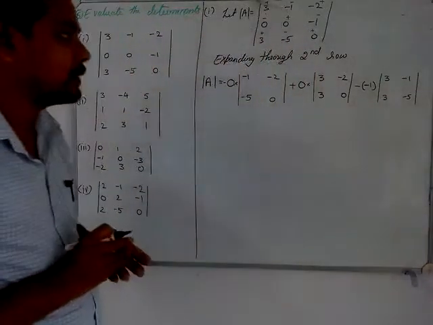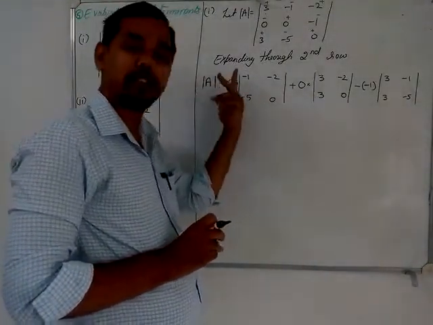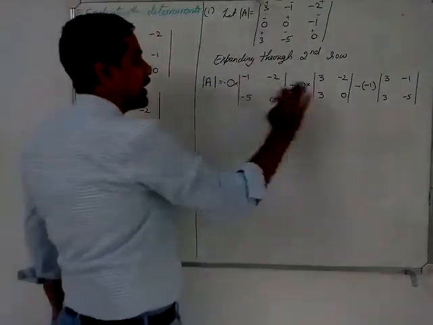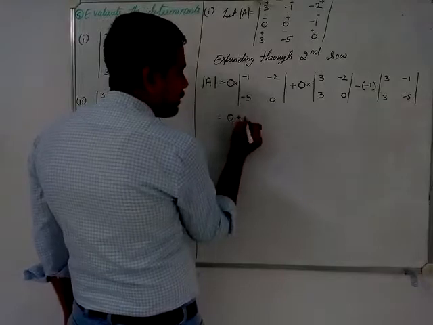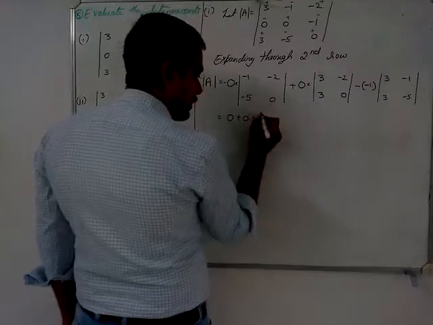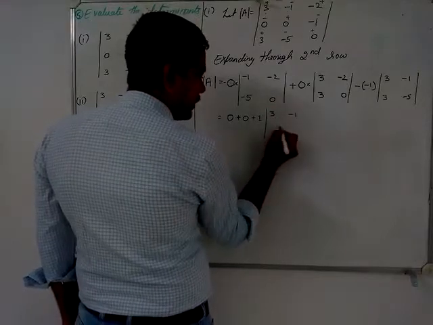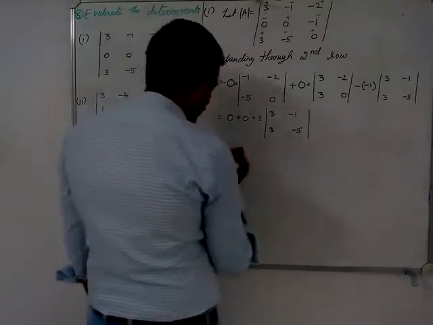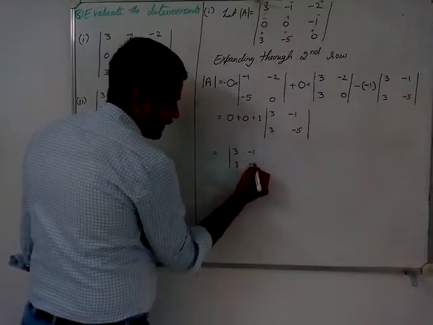Since the first and second terms have 0, there is actually no need to write those determinants. 0 into any value will be 0 only. So if 0 is there, directly you can write it as 0. For your understanding, I have written minus 0 or plus 0, but it is 0 only. And minus into minus is plus 1, into the determinant 3, minus 1, 3, minus 5.